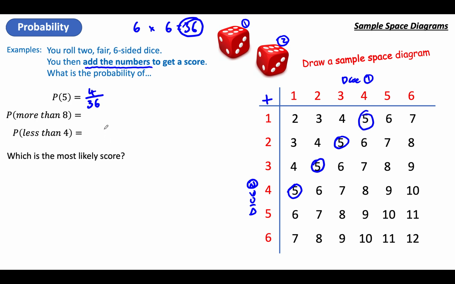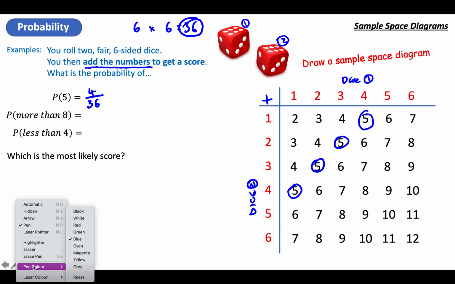You could simplify that to 1 out of 9. Or maybe 0.4 recurring, which is... or no, it's 1/9. Sorry, 0.1 recurring. But it's neater as a fraction, and you don't really need to simplify it unless it asks you to. So 4 out of 36 is fine. Let's change colour. That's probably the easiest way of doing this.